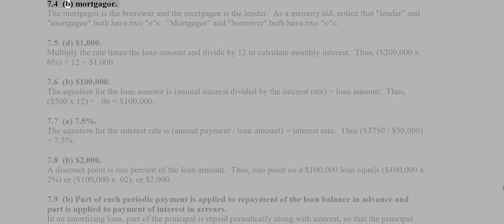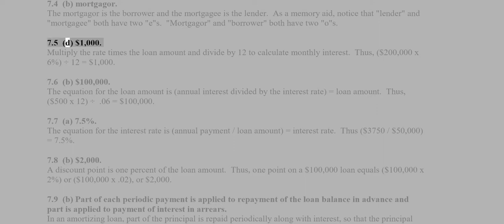7.4 b. Mortgager. The mortgager is the borrower and the mortgagee is the lender. As a memory aid, notice that lender and mortgagee both have two Es. Mortgager and borrower both have two Os.